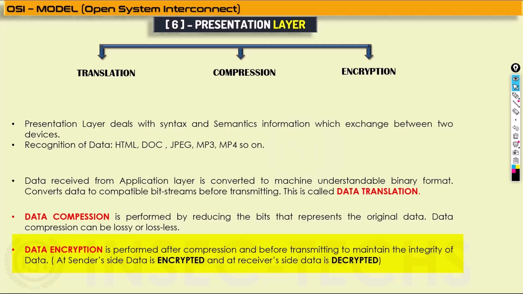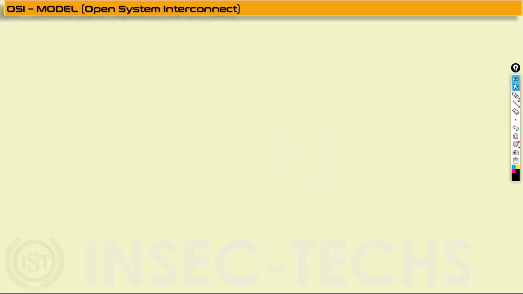Applying data encryption enhances the security of that data that is transmitted over the network, and it is done using SSL protocol in the presentation layer. So at the sender side, data is encrypted, and at receiver side, data is decrypted. Next, we have session layer.